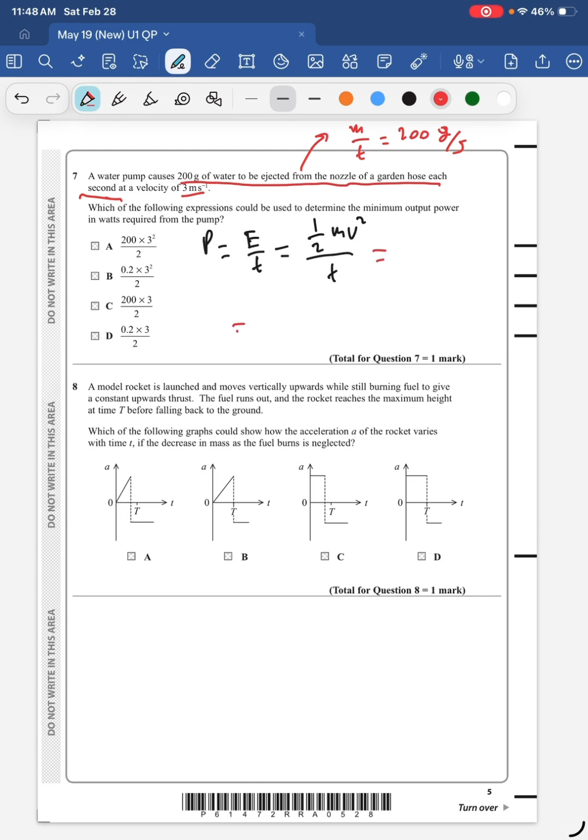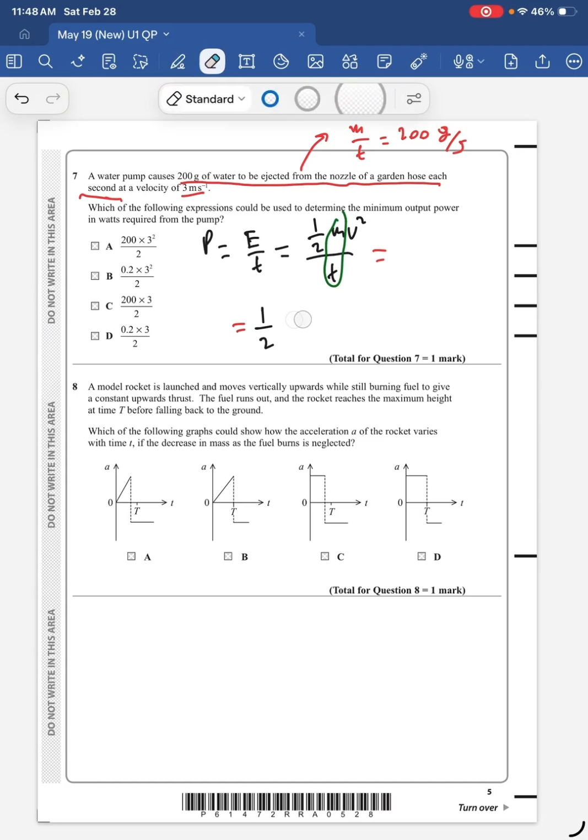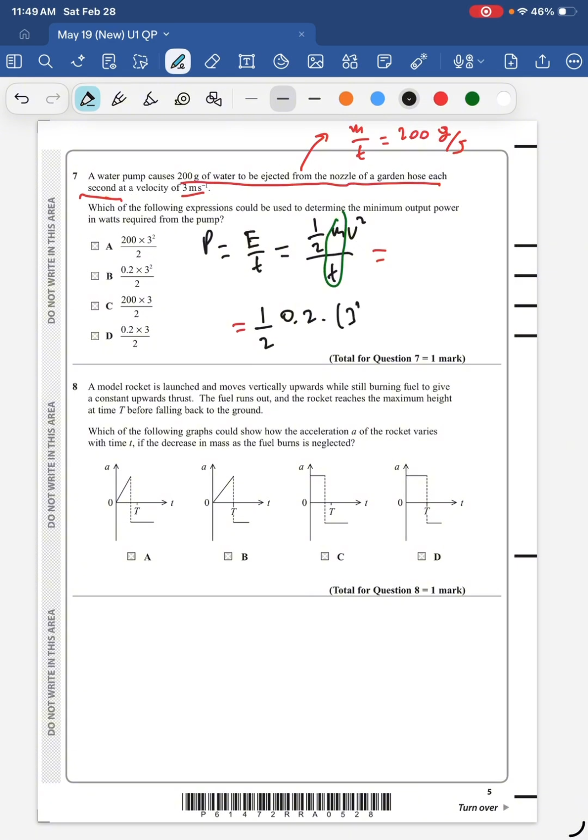So if we plug in numbers, we find 1/2, then mass per time, this quantity is 200, which should be converted to kilograms so that we have watts. So 0.2 kilograms per second. And then v is simply 3 squared. So the correct answer is B, right? Yes.